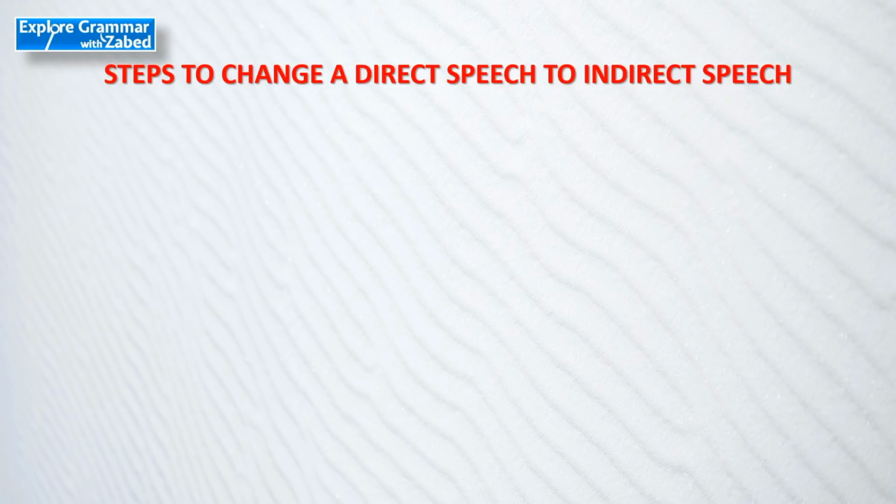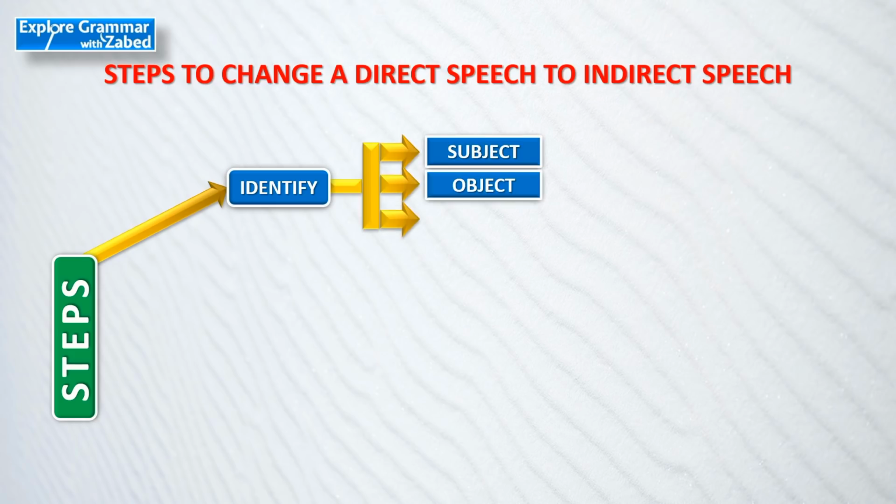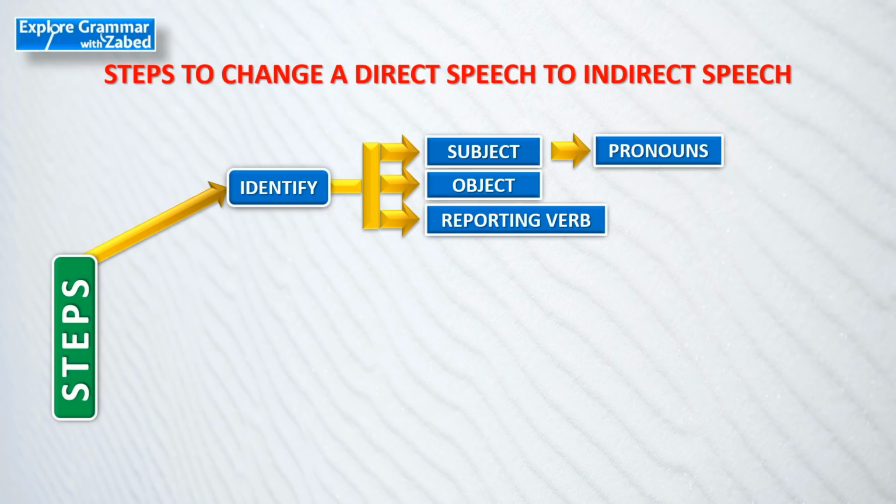We'll now look how we can change our direct speech into indirect speech. But before that, let's understand the steps to transform our direct speech into indirect speech for statements or assertive sentences. First step is to identify. This is the most important step as you need to identify 5 things here: subject, object, reporting verb, pronouns in the reported speech, and finally tense in the reported speech if the reporting verb given in past form.